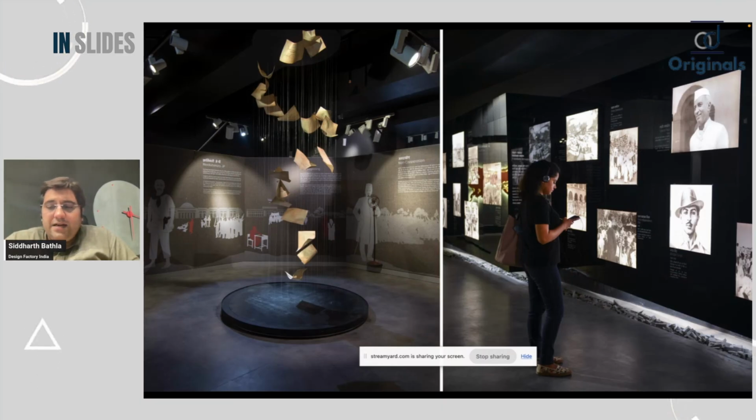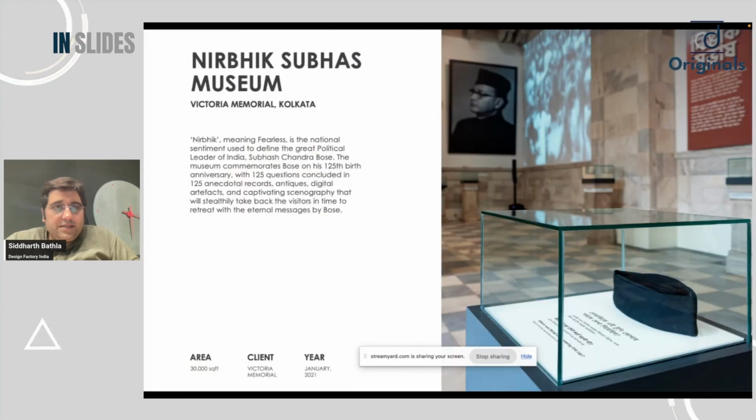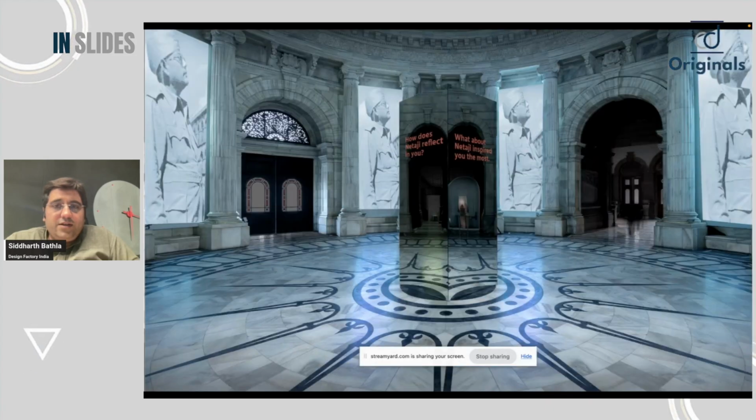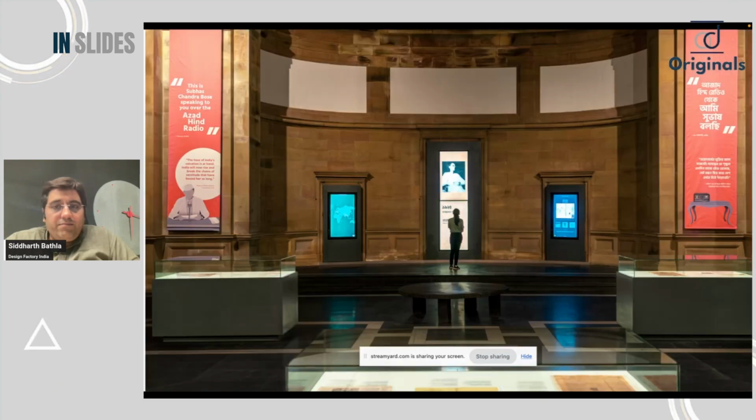The whole museum is narrated by Mr. Bachchan, and it has one of the biggest kinetic sculptures in India with balls, to a lot of audiovisual galleries. This is a museum which we have done inside the Victoria Memorial, which is on Subhash Chandra Bose. Here we celebrated 125 years of Subhash Chandra Bose ji. So the rotunda itself, which is the central space, to a lot of artifacts and films about him.